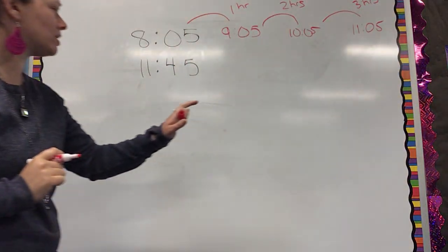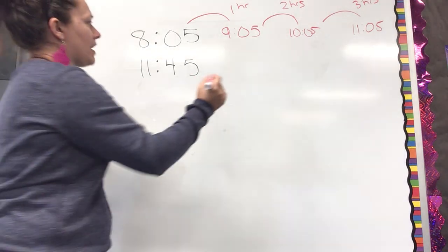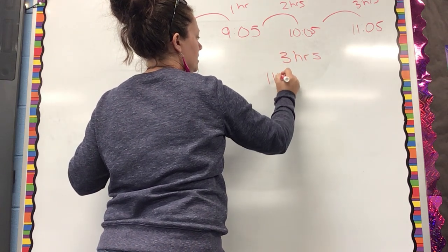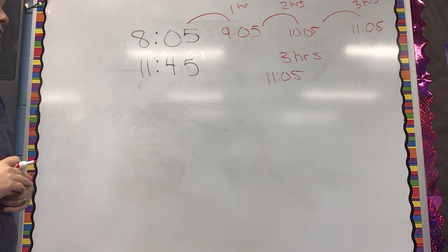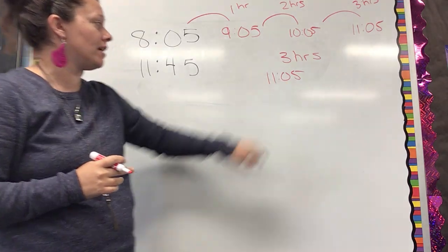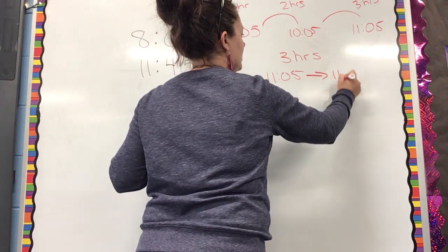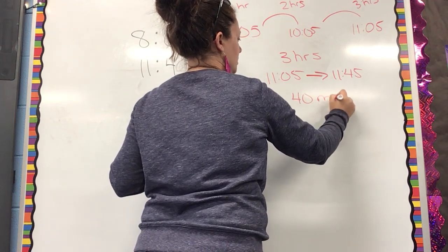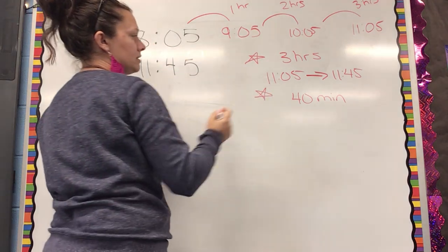Can I go up 1 more hour? No, because that would be too big, right? That'd be 12:05. That's not enough. So I know I've got 3 hours, and I'm at 11:05. Now I'm going to count up my minutes. You can skip count by 5s. But how many more minutes do I have? 11:05, and I need to get to 11:45. I've got 40 minutes there. So when I combine that, I've got 3 hours and 40 minutes.